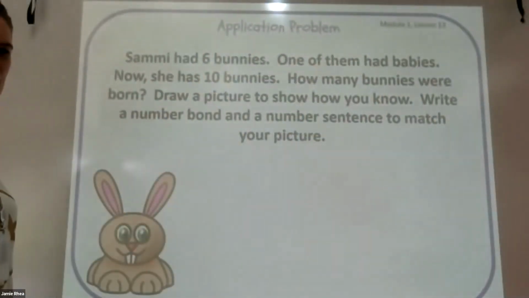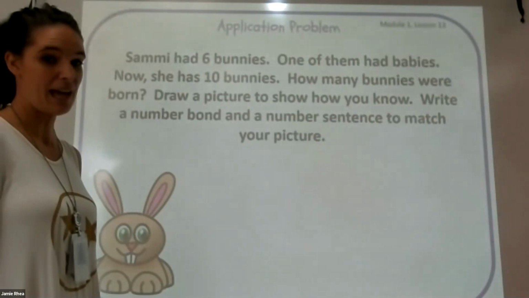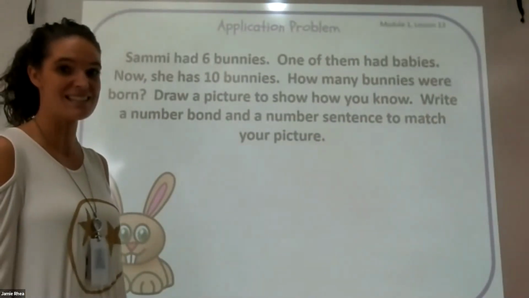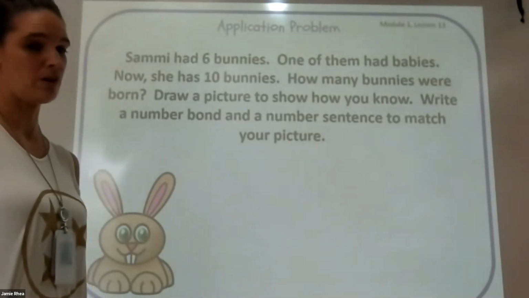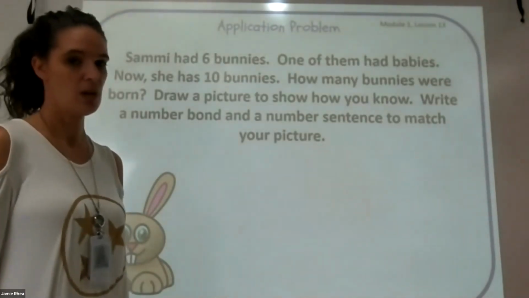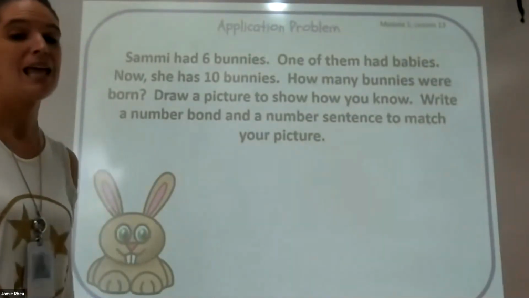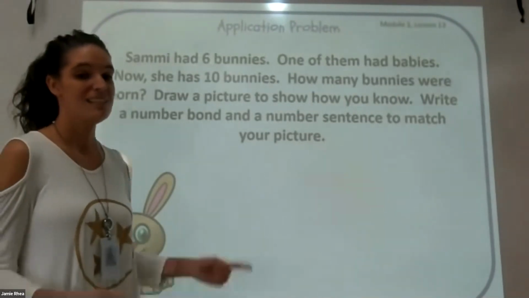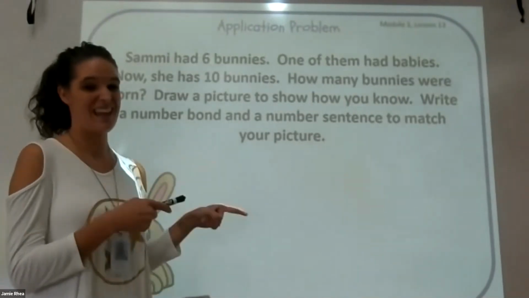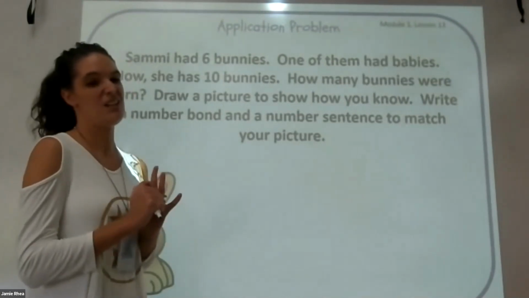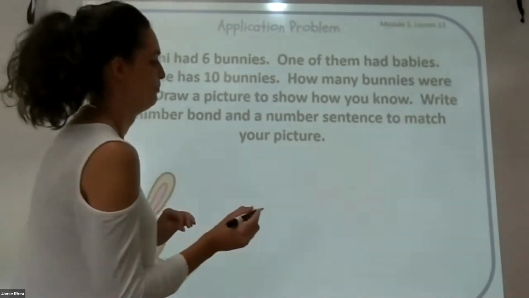Sammy had 6 bunnies. One of them had babies. Now she has 10 bunnies. How many bunnies were born? We're going to draw a picture to show how you know. We're also going to write a number bond and a number sentence to match our picture. So since we have to do a number bond and a number sentence, I'm going to draw a template out. That way it's ready to go when I finish drawing my picture.